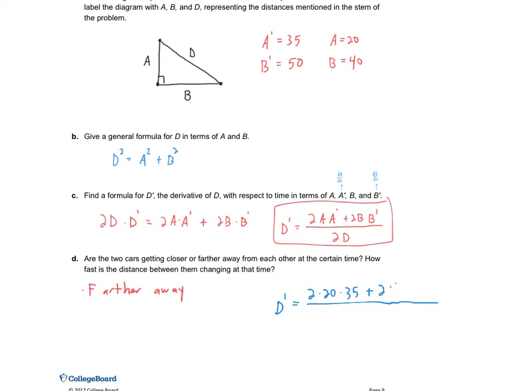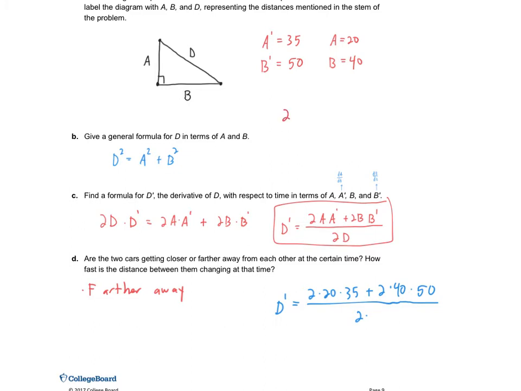B is 40, B prime is 50, over 2 times D. Oh, we gotta solve for D. Okay, so notice we have A and B, but we don't have D. We'll just solve for it real quick.